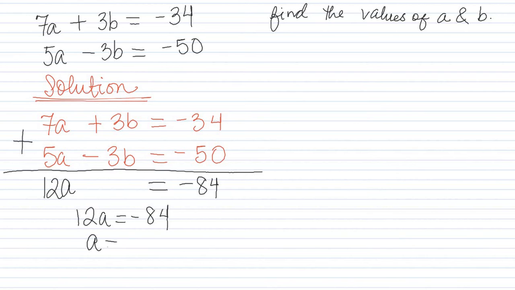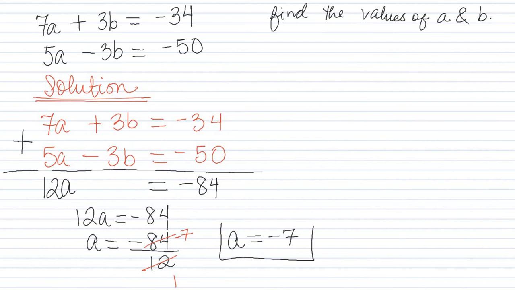So a has to be equal to negative 84 divided by 12. So we can basically cancel. The best way for you to do this is just remember your 12 times, right? 12 times 1, 12, 12 times 2, 24, 36, 48, 60, 72, 72 plus another 12, that's 84. So basically 12 times 7 is 84. But we have a negative sign here. So we have a equals negative 7.